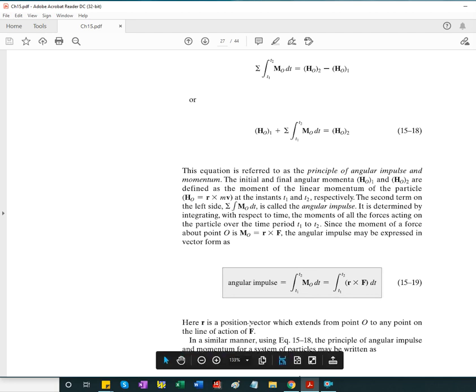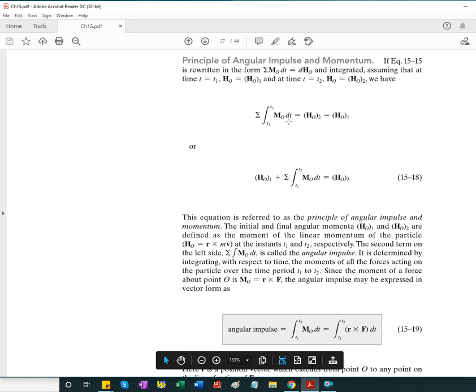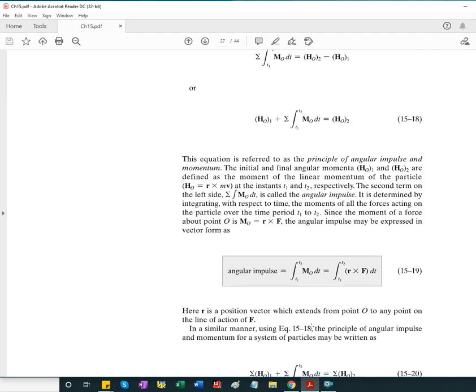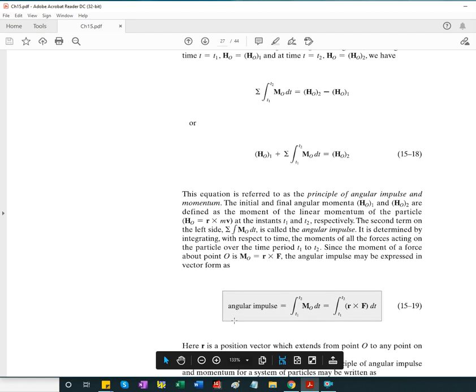Okay, so we define this as angular impulse. Same as with forces, where we had the integral of force dt, now we have the integral of moment, of all moments acting. So angular impulse is this integral, and initial angular momentum plus angular impulse equals final angular momentum.